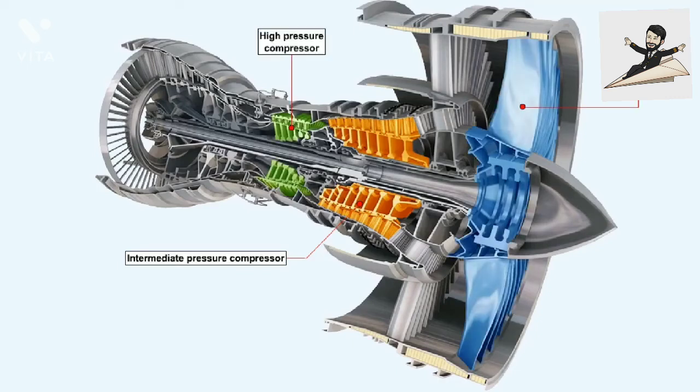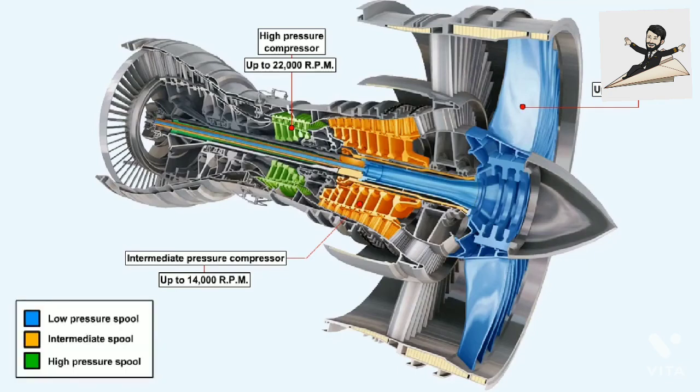Each compressor section is driven through a shaft by its own turbine. At any given power setting, the speed of rotation of the compressors increases in proportion to its pressure status. Thus, the intermediate pressure compressor rotates faster than the low pressure compressor, and the high pressure compressor rotates faster than the intermediate pressure compressor.